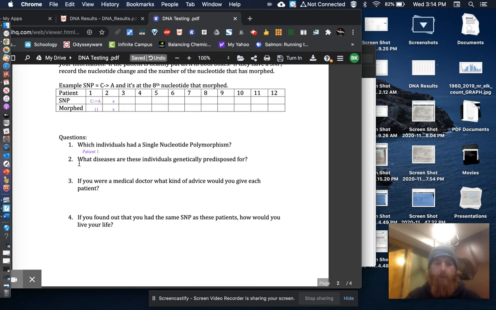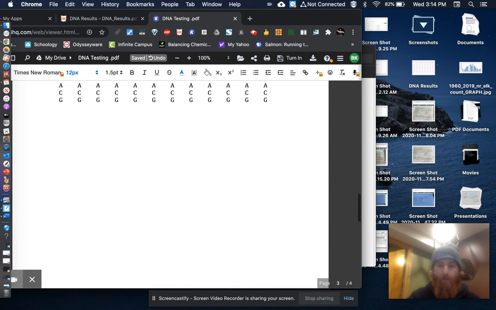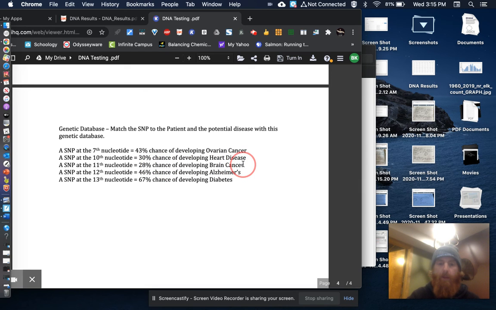And then for the second part here. What diseases are these individuals genetically predisposed for? So patient one, what you're going to do is compare this 11th nucleotide SNP to the genetic database. And if you scroll down, you'll see the genetic database that I put in here. So like I said before, match the single nucleotide polymorphism, the SNP, of the patient to the potential disease with this genetic database. So it's the 11th nucleotide, right? That's where the SNP occurred. And this individual has a 28% chance of developing brain cancer.